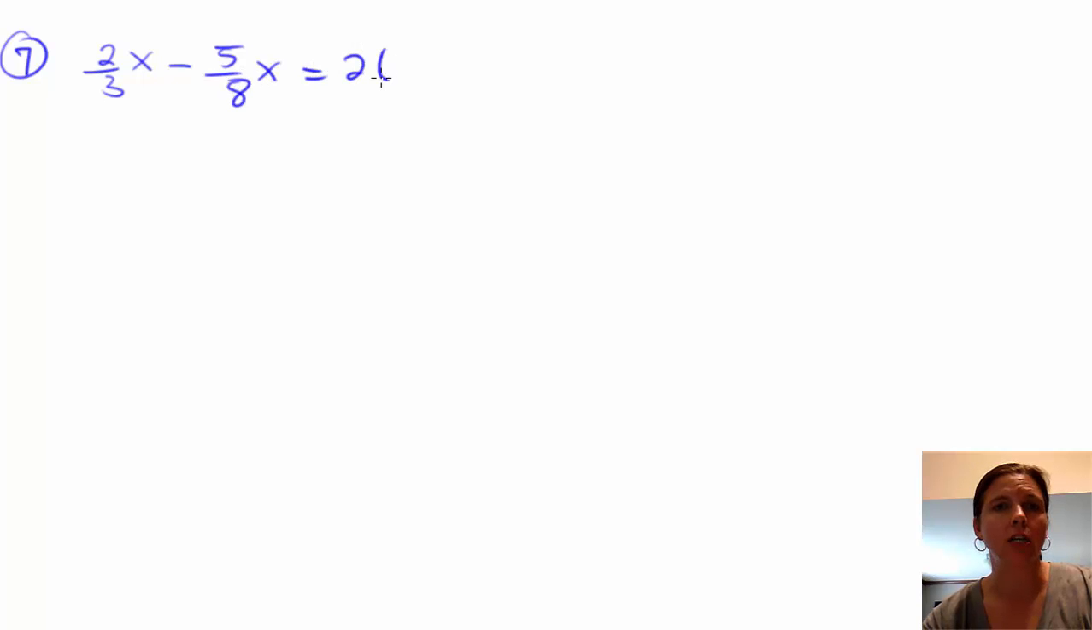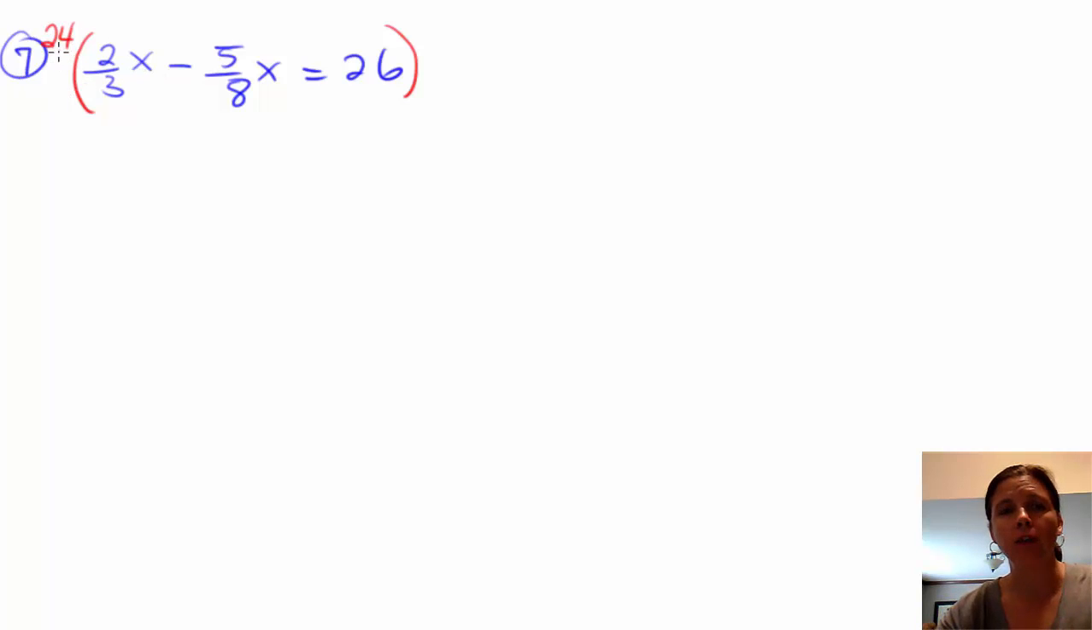If it made sense to you, just add this in your calculator or subtract it. 2/3 minus 5/8, okay? Or find a common denominator with 8 and 3, which is 24. Okay, so you could multiply everything by 24.